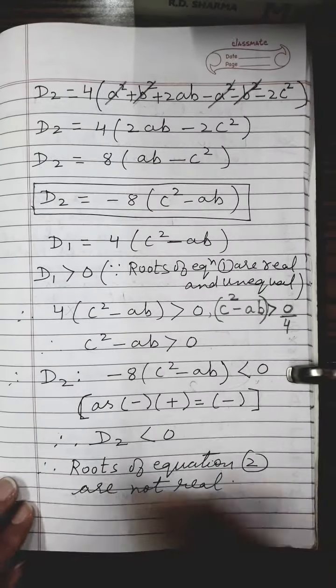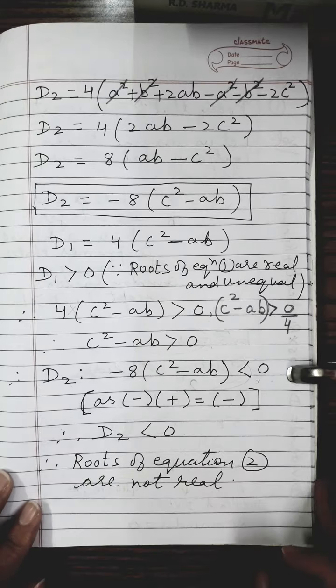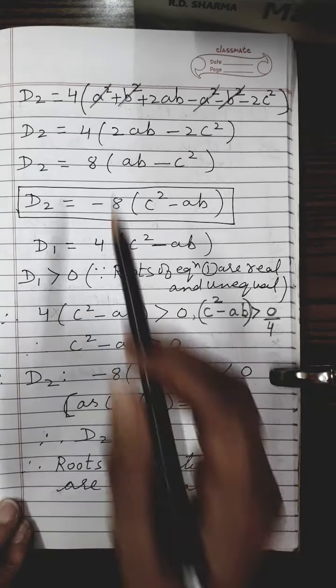So come to the next step. You will have your next step like this. I take out 4 common from both the terms. So this will be your next step.